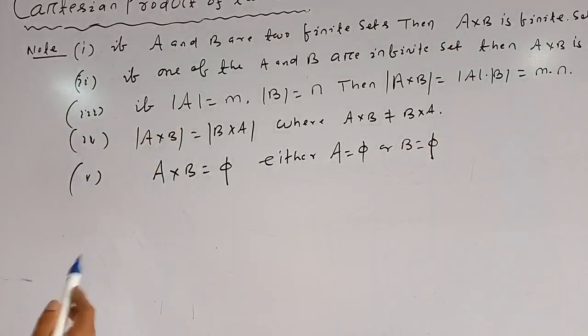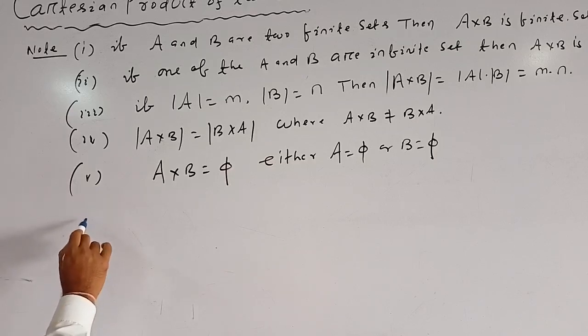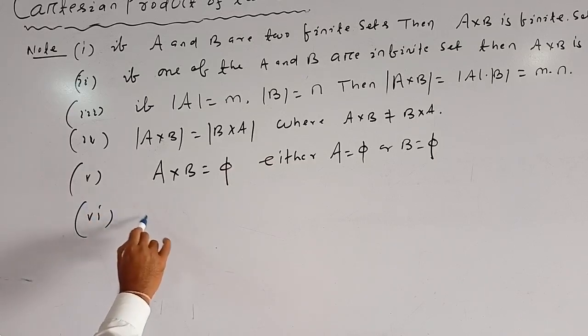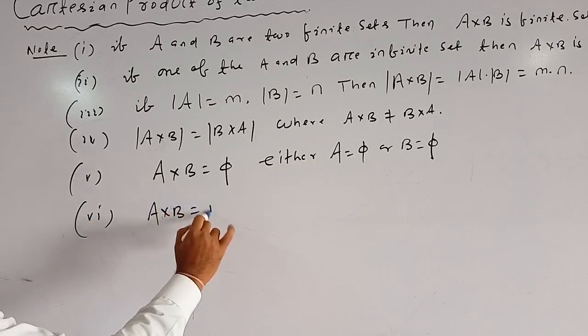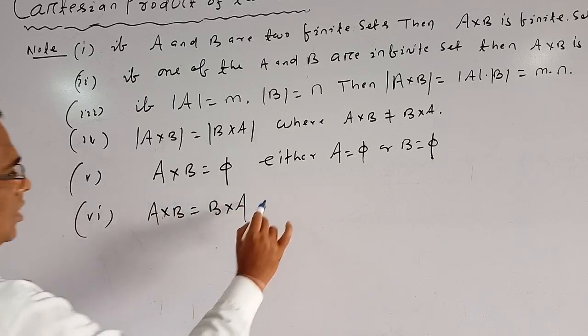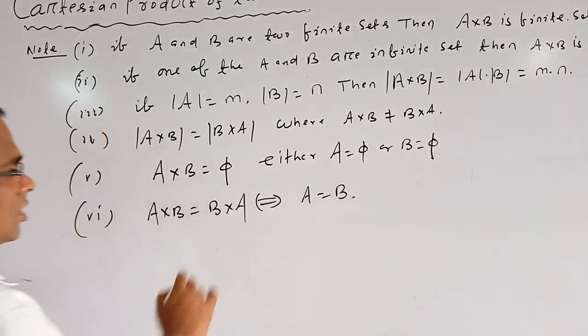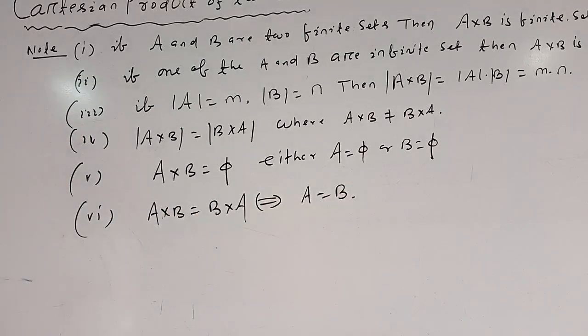Number 6: A cross B is equal to B cross A if and only if A is equal to B. So if the two sets are equal, then A cross B is equal to B cross A.